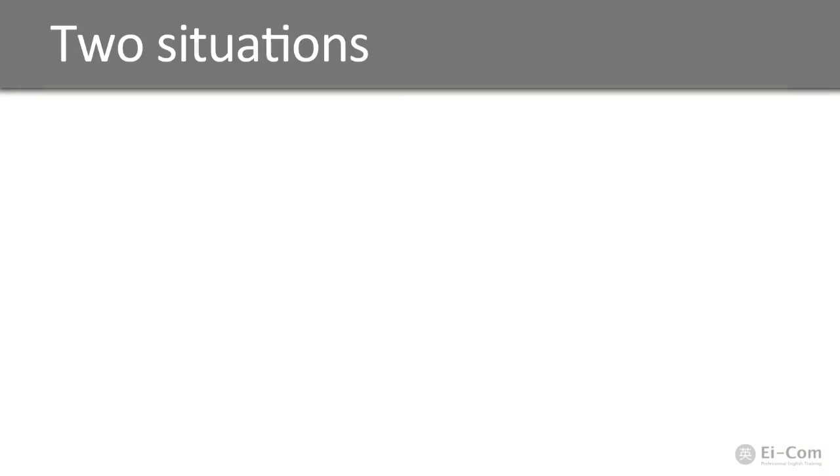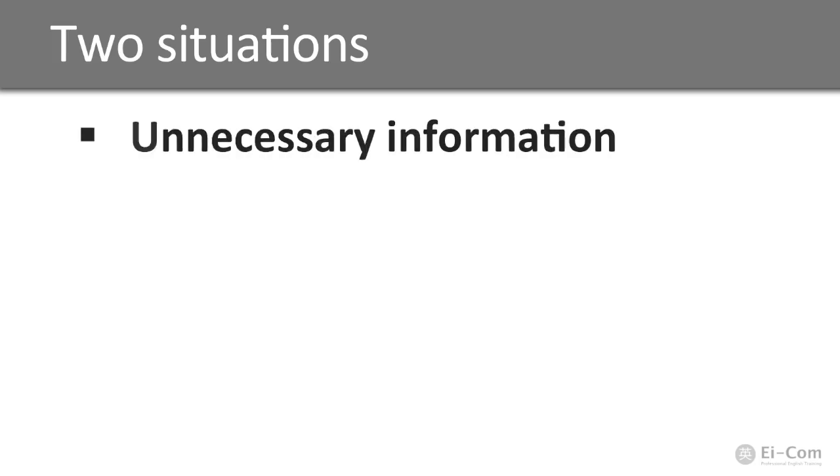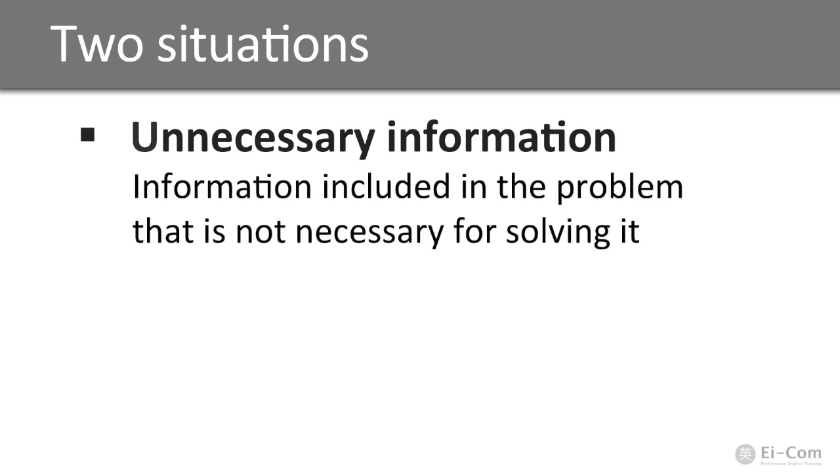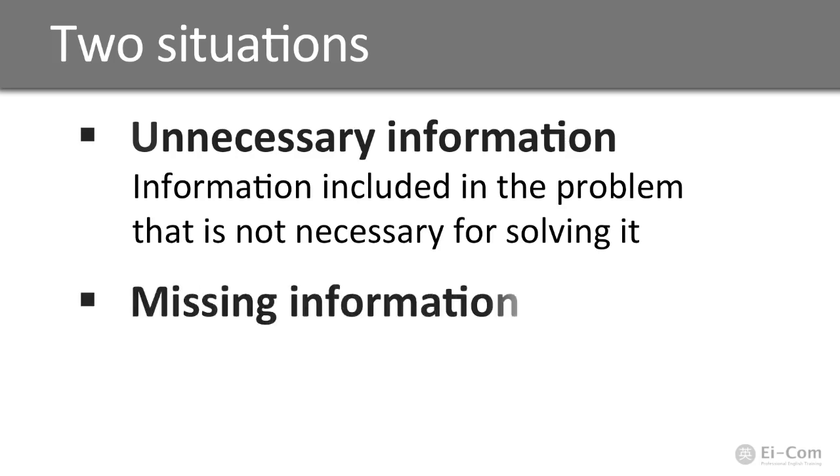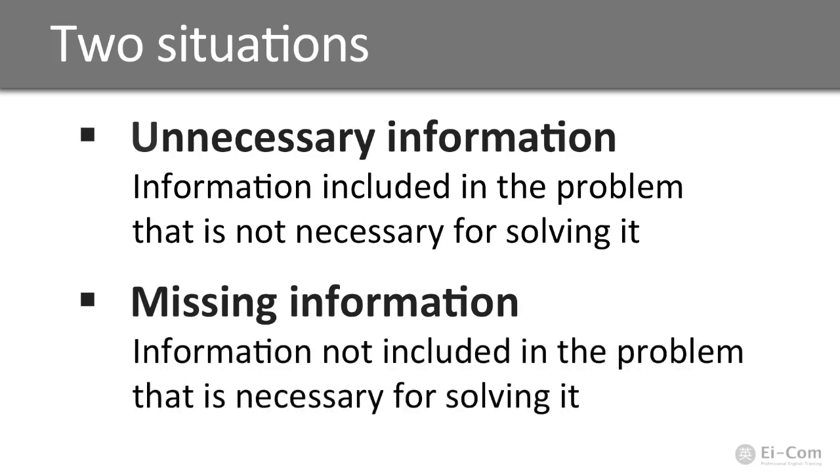Two situations sometimes occur in word problems. There may be unnecessary information, which is information included in the problem that is not necessary for solving it. Or there may be missing information, which is information not included in the problem that is necessary for solving it.